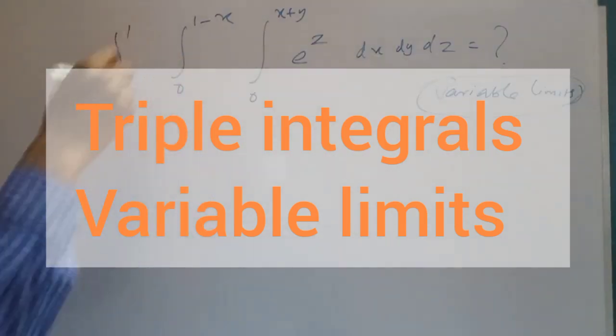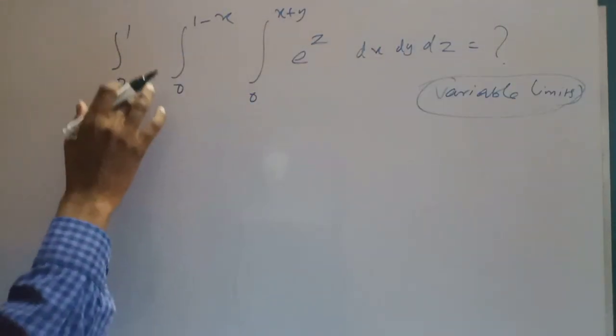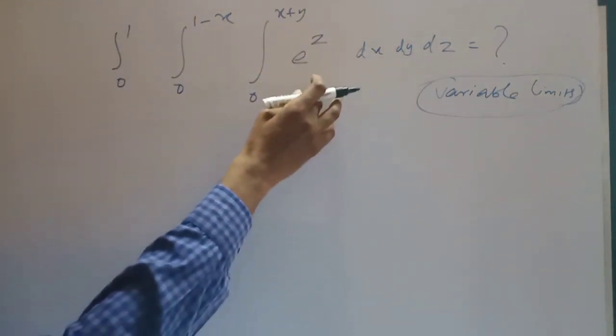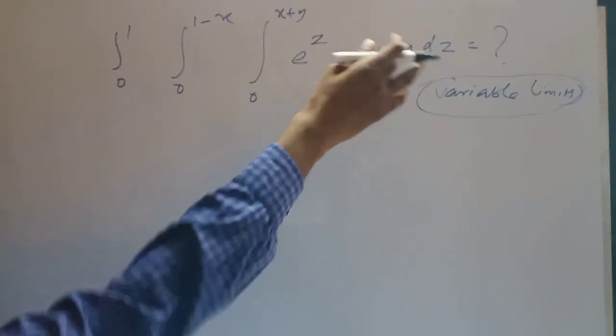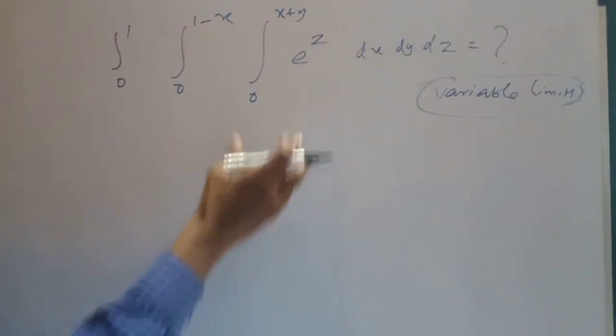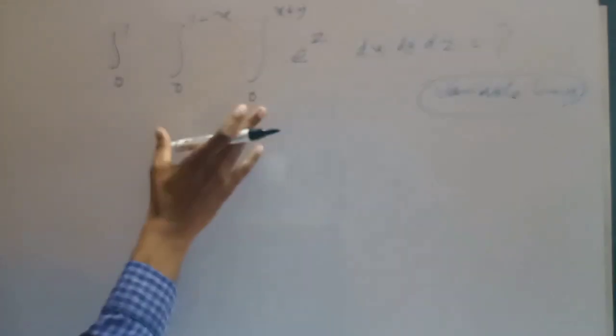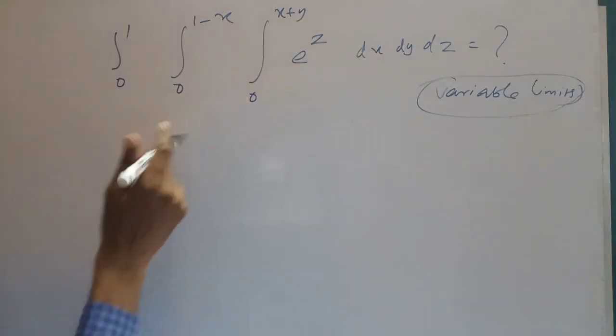Next problem: triple integral, 0 to 1, 0 to 1 minus x, 0 to x plus y, e power z, dx, dy, dz. Now, this problem comes under variable limit problems. In a triple integral, the outer integral limits are always constant, and the inner integral limits are either constant limits or variable limits. In this problem, the limits are variable, so order is important. We have to write the correct order.